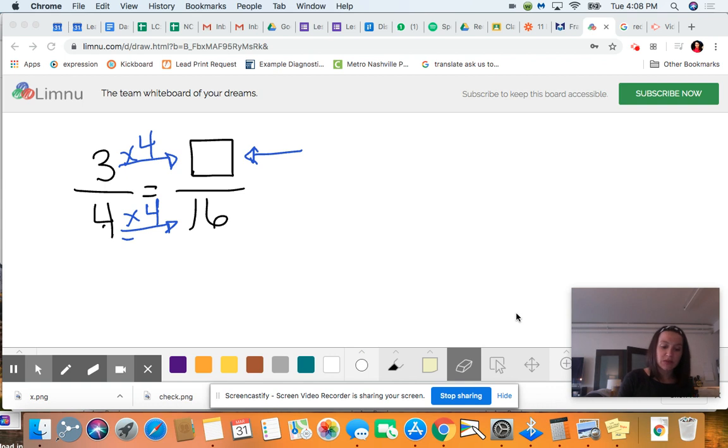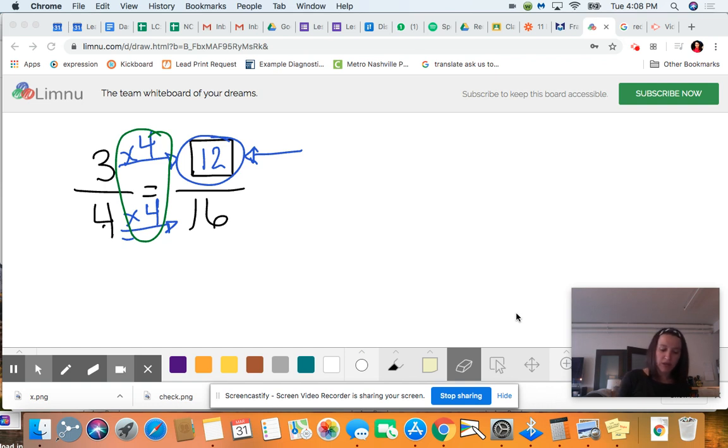So 3 times 4 would give me 12. I know that these are equivalent because I multiplied by the same number in the numerator and the denominator. So my numerator is 12.